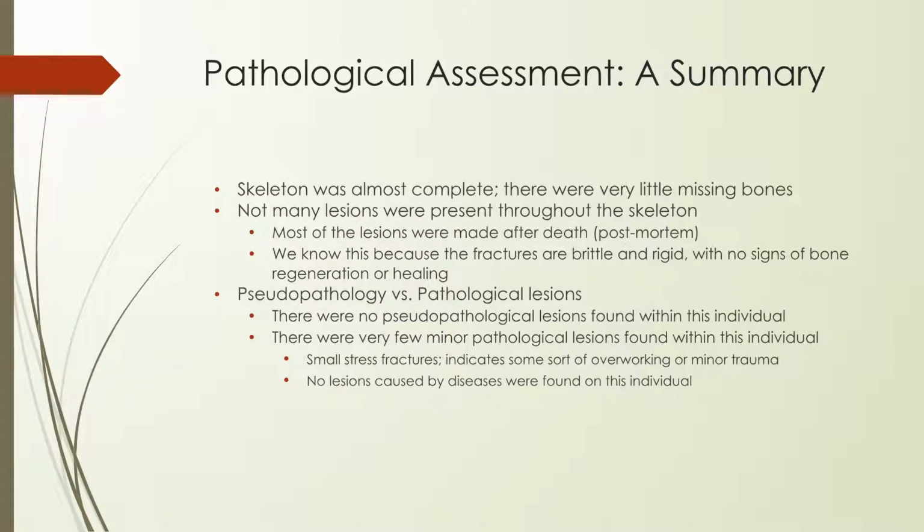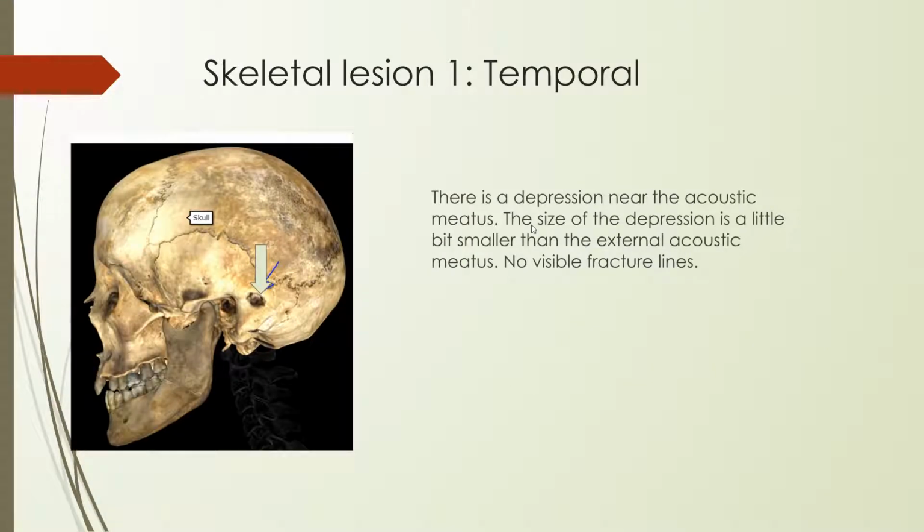There are small stress fractures, which indicate some sort of overworking or minor trauma, and no lesions caused by diseases were found on the individual. So the first lesion was at the temporal. There was a depression near the acoustic meatus. The size of the depression is a bit smaller than the external acoustic meatus, with no visible fracture lines.